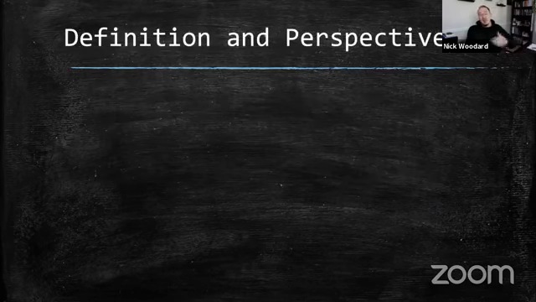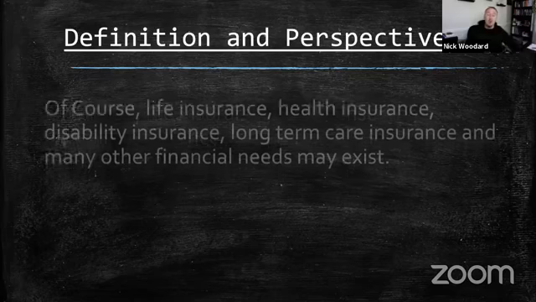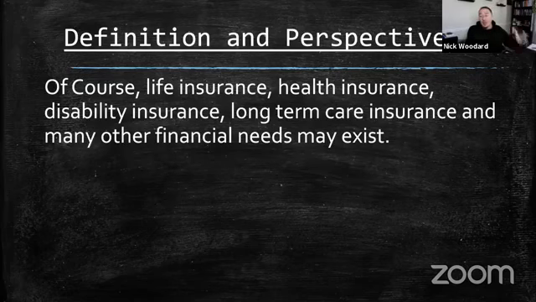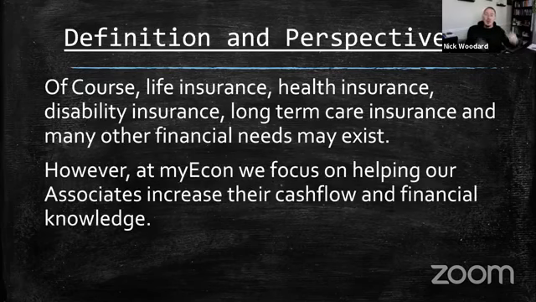But ladies and gentlemen, the definition and perspective of what I just went over when it comes to developing a personal cash flow plan is having the mindset, understanding that you need a plan regardless of what you're doing. And I got it. We got life insurance, health insurance, disability insurance, long-term care insurance. Many financial needs may exist. So that's why it's very important that you have this conversation with your family, with your loved ones, right? So you understand what you are planning on doing, what your financial future looks like, right?